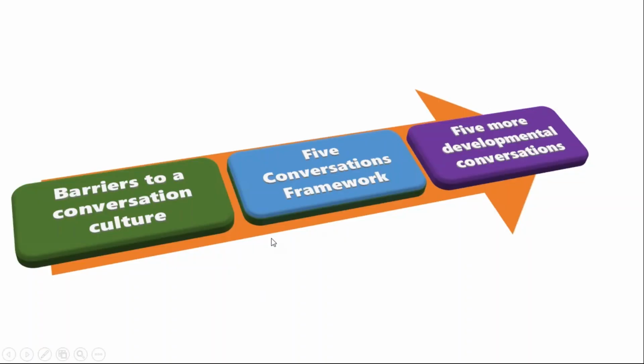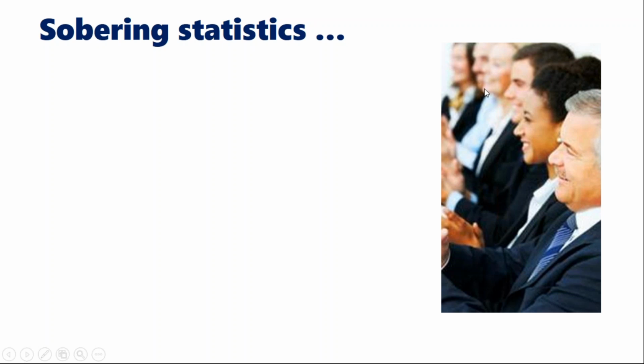So there's 3 things essentially that we're actually going to look at today. We're going to consider some of the barriers around performance. We're going to consider a concept called the 5 conversations framework, and we're going to look at how you might be able to implement that.